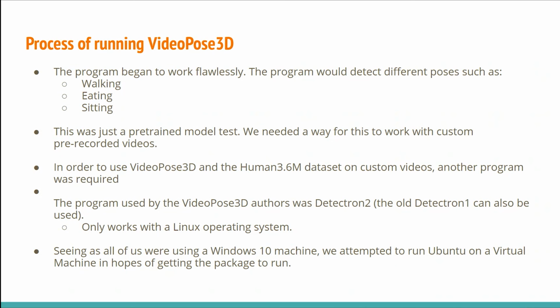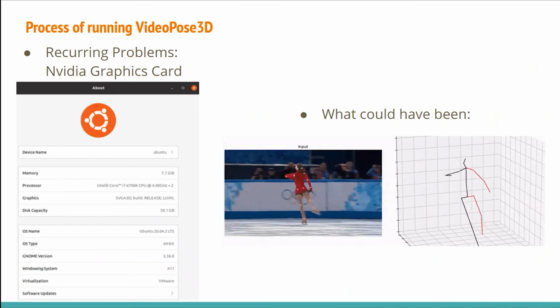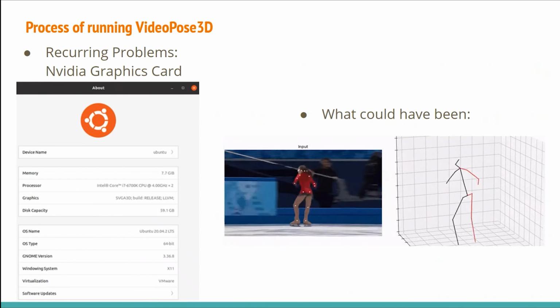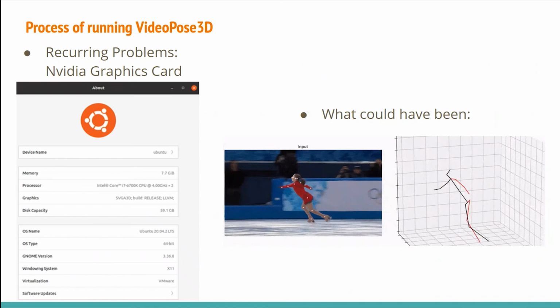The problem was that Detectron only works with Linux operating systems. It's not yet made to work in Mac or Windows environments. Now, seeing as my computer at work was a Windows 10 machine where I had my NVIDIA graphics card, the only solution I had was to try to run Ubuntu on a virtual machine.